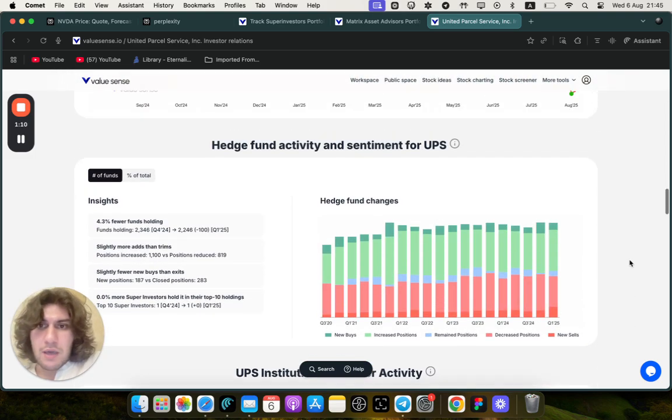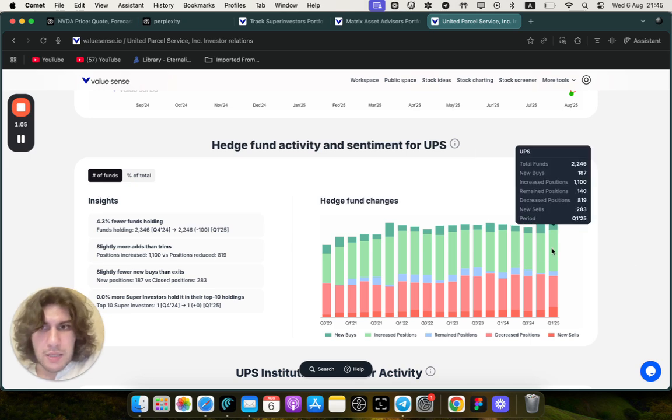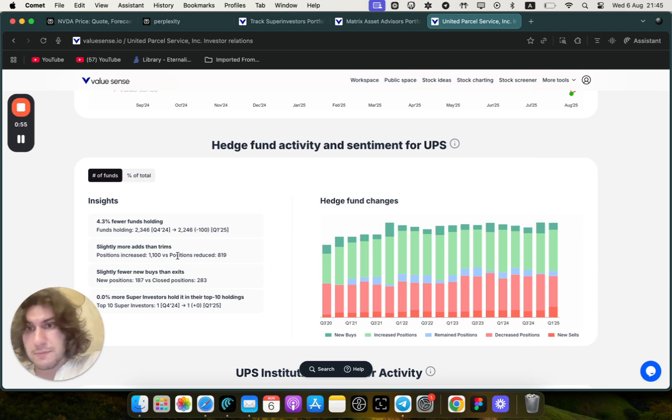The thing I'm focused on right now is this hedge fund activity, because I want to understand how in general hedge funds, thousands of them, initiate new buys, new sells, whether there are more new buys than new sells or more trims than exits. That's something interesting and usually means something. For instance, we get this overview for UPS and we can make our judgments based on that.